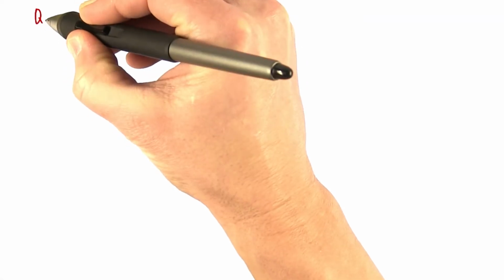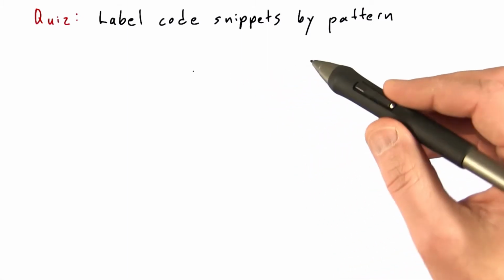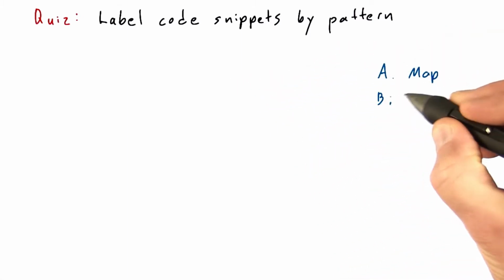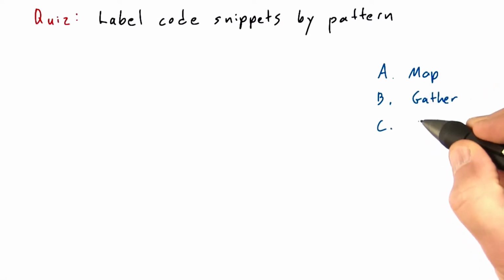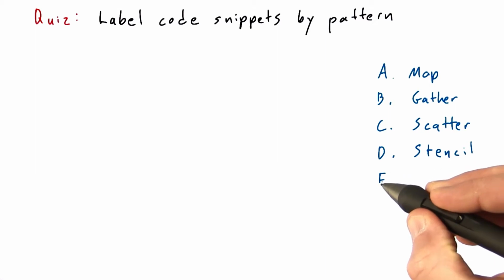Okay, let's have a quiz on communication patterns. I'm going to give you a bunch of code snippets, and I'm going to ask you to label them according to the parallel communication pattern that they embody. For each code snippet, you should indicate whether it's a map operation, a gather operation, a scatter operation, a stencil operation, or a transpose operation.